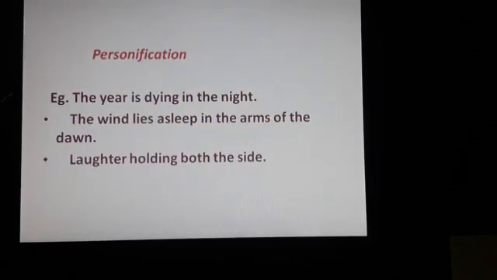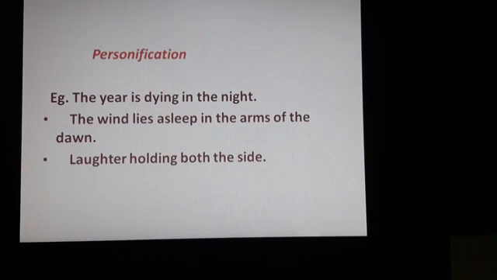The year is dying in the night. The year is the time, okay? It has no life. How can it die? What dies? What is having life only can die. So here the year is given the quality of human being dying, and therefore it is a personification.